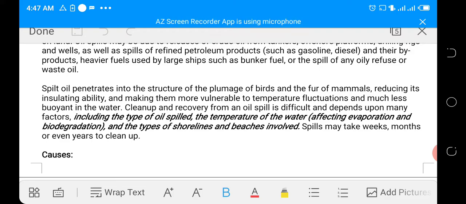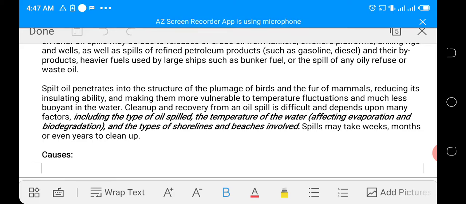Spilled oil penetrates into the structure of the plumage of birds and the fur of mammals, reducing its insulating ability and making them more vulnerable to temperature fluctuation and much less buoyant in the water.